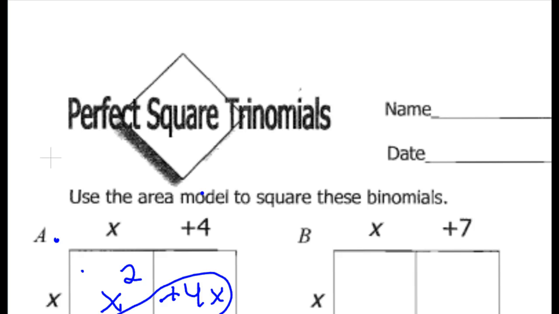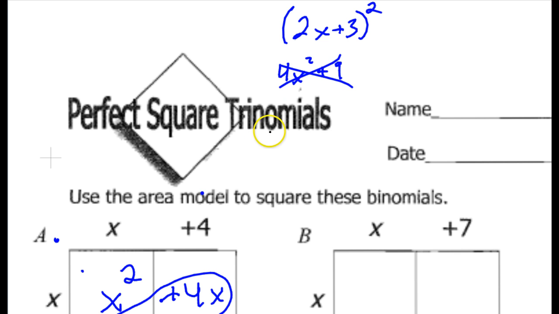That being said, what if I did another one, so (2x plus 3) quantity squared? What would this equal? First of all, what does it not equal, based on what we just said? This is not 4x squared plus 9. That's wrong. And so when you see it written like this, you have to understand that it means this.